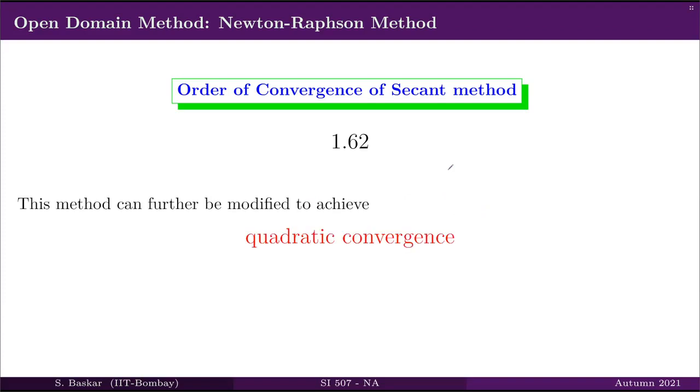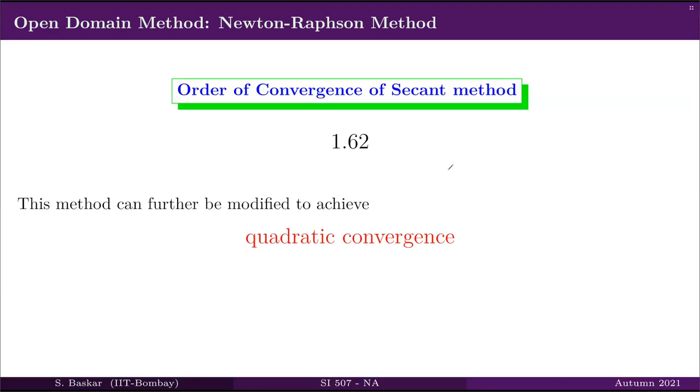This method can be further modified to achieve quadratic convergence. That is, the order of convergence is 2. This modified version of the secant method is the Newton-Raphson method. What is this modification that brings in quadratic convergence?